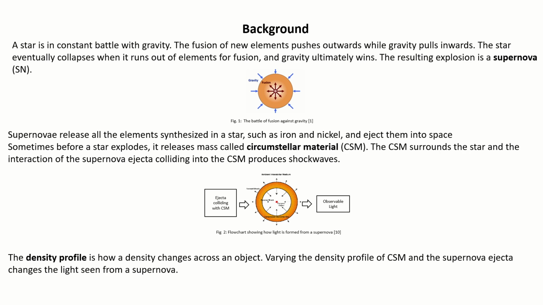And the density profile of an object is how the density changes as you move across an object. So again, if you change the density profile of either the CSM or the supernova ejecta, it will change how the light is seen from a supernova.